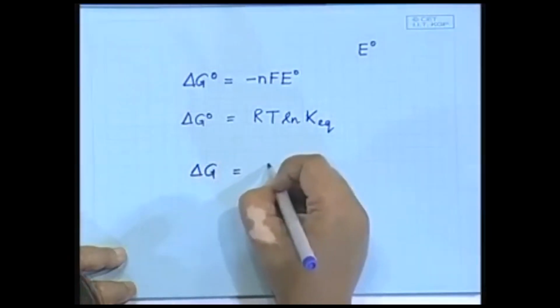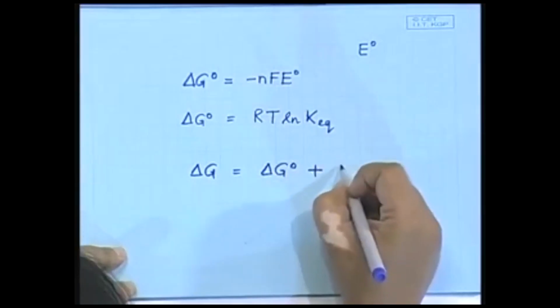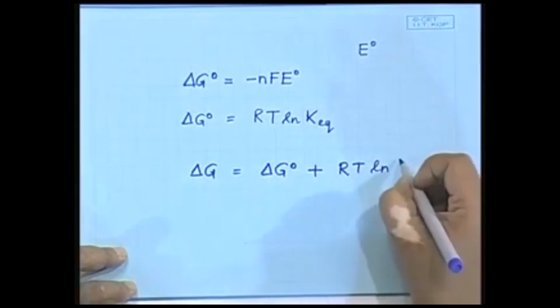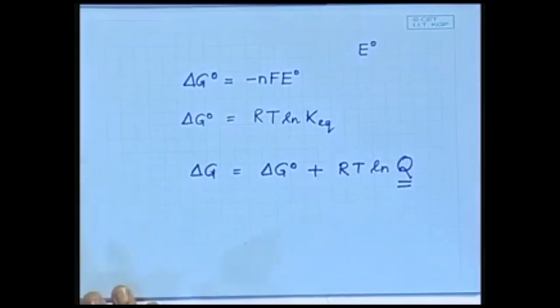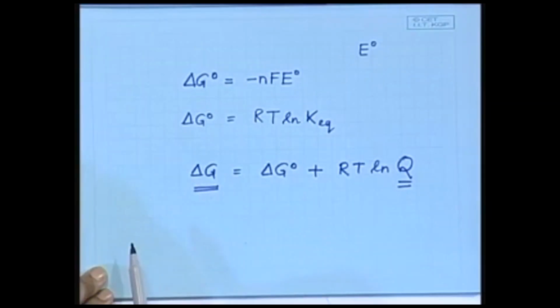Right? Then you can have a delta G. What is that? That is delta G0 plus RT ln Q. What is this Q? This Q is your reaction quotient. What is the reaction quotient? It is the ratio of the concentrations of the products to the reactants. So based on that, you can find the delta G associated with this.